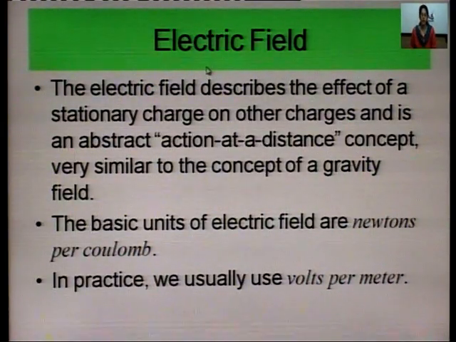So electric field, we saw E is F upon Q. So F is measured in Newtons and Q is measured in Coulomb. So the basic unit is Newton upon Coulomb. But in practice we use volts upon meter. So more popular is volt upon meter.